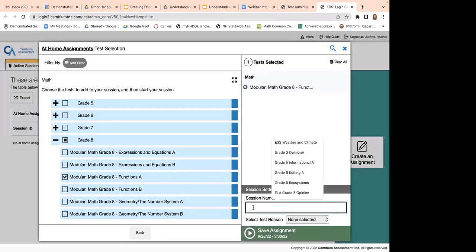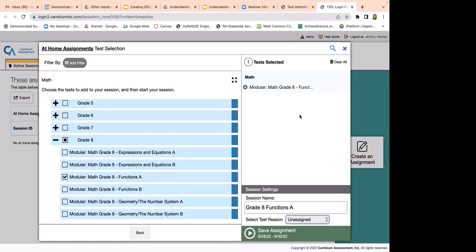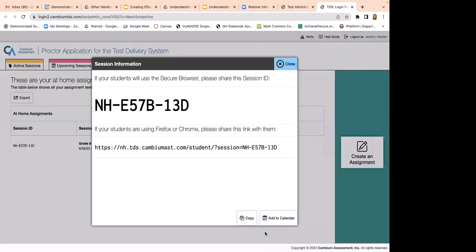Again, I have to give my session name. So grade 8 functions A. Okay. I give it whatever test reason I would like. Just so you know, when you're naming, you can't use an underscore or any sort of symbol. You just have to use spaces. And then you can save the assignment.